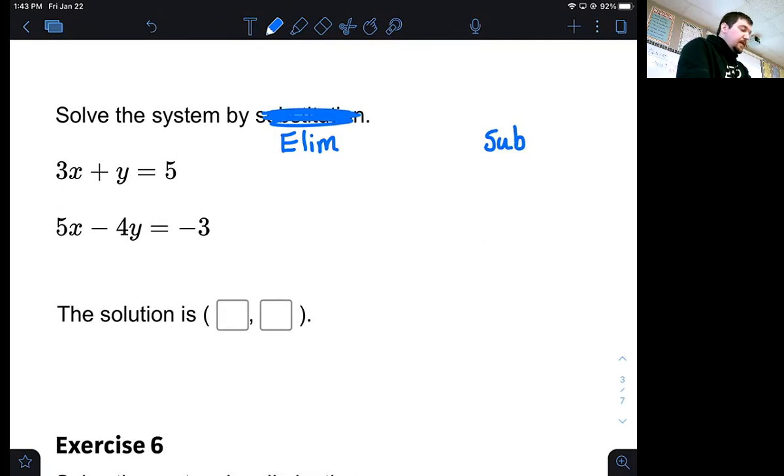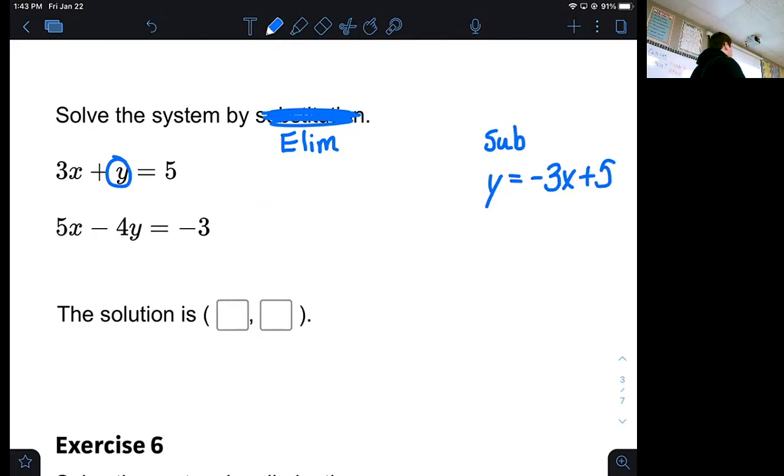For those of you using substitution, the easiest variable in the easiest equation that you can solve for is the y variable in the top equation. If you move the 3x over to the other side, it becomes y equals -3x plus 5. And then you can substitute y equals -3x plus 5 into the bottom equation.